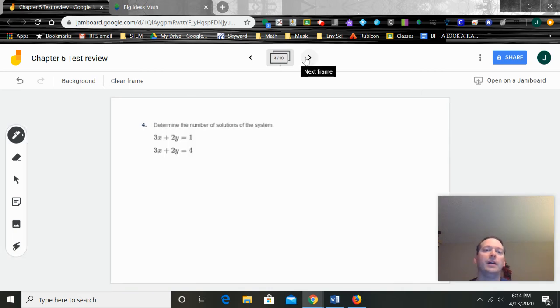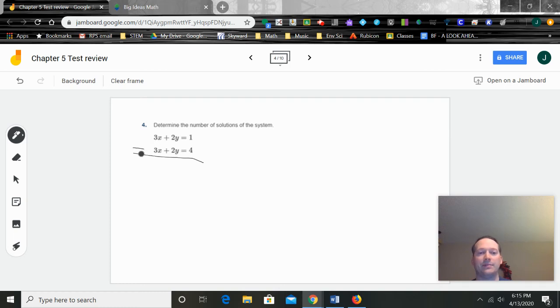Now this one says, determine the number of solutions of the system. So you could do this either by substitution or elimination. It's your choice. Doesn't matter which way you do it. This one is clearly easier to do by elimination because the coefficients of both of the variables happen to be the same. So to eliminate them, we would subtract them.